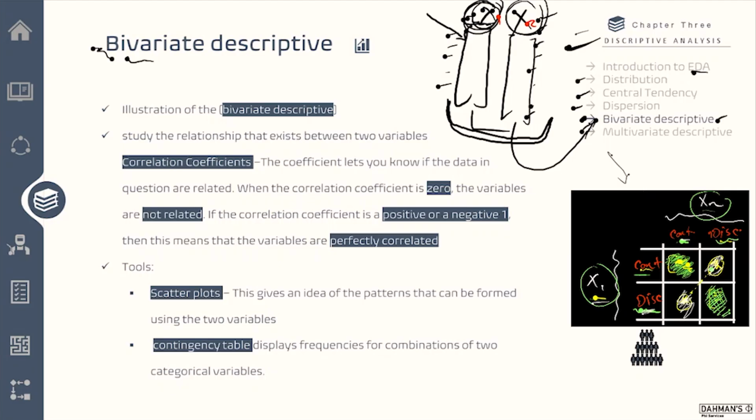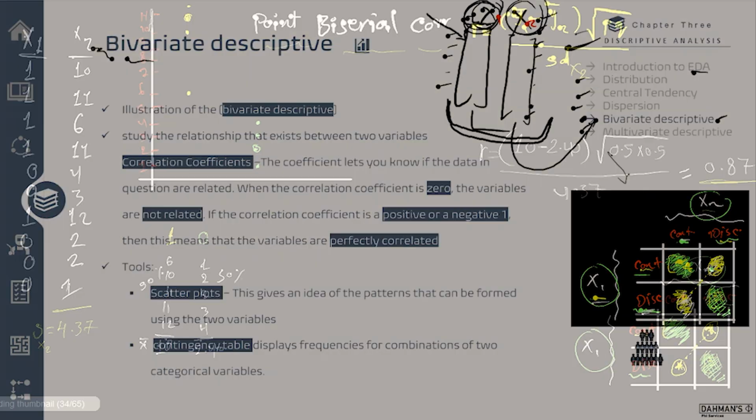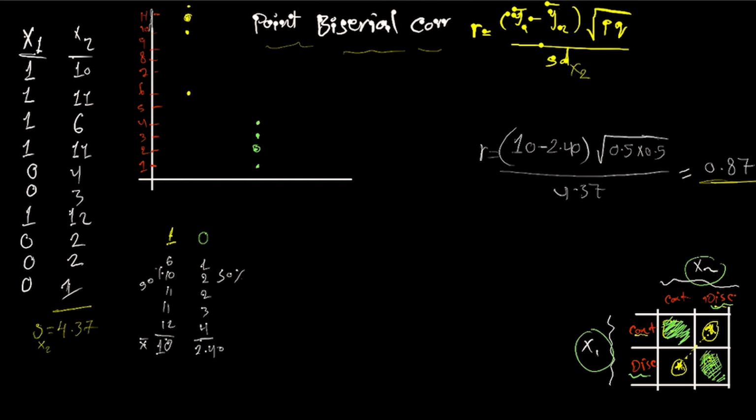Hi, welcome back. So we are in chapter 3, descriptive analysis, on the section of bivariate descriptive, and now we are on the last region of this graph to capture the relationship when you have two variables. One of them is discrete, the other one is continuous. Now, in order to understand, I have come up with a direct example.